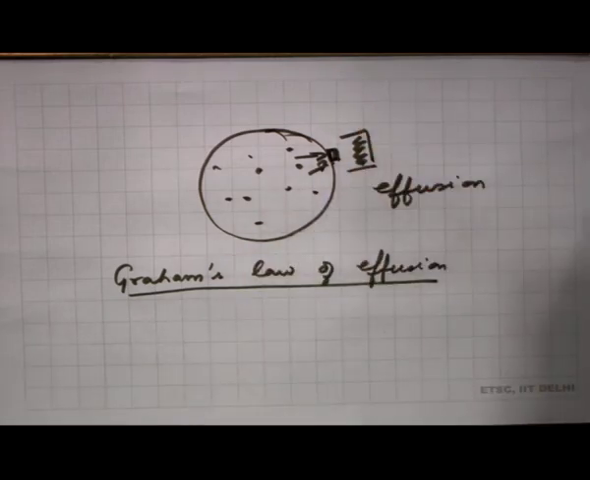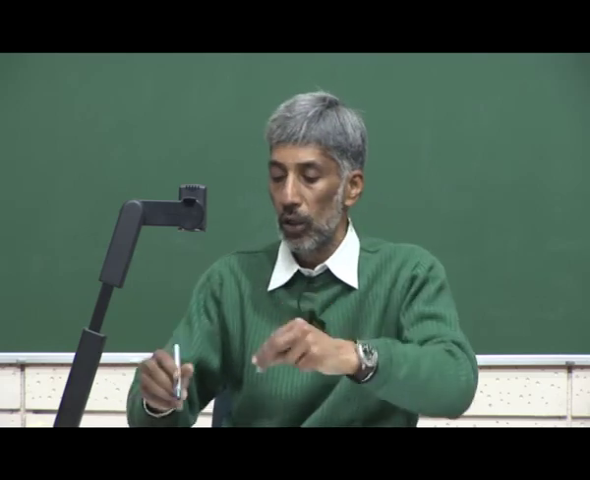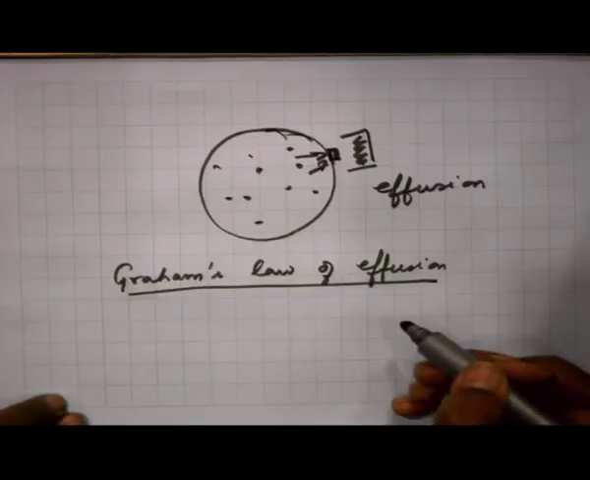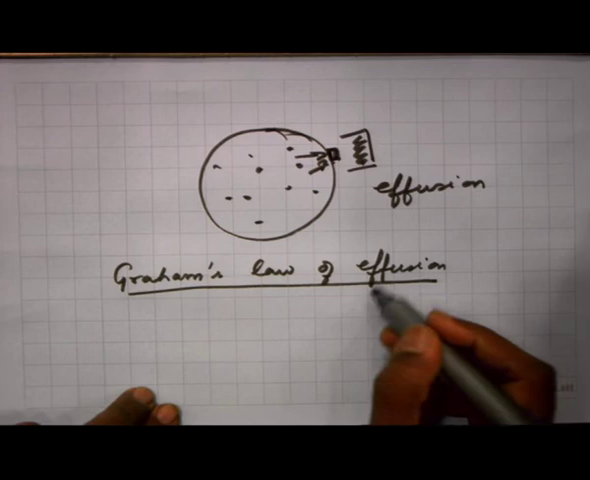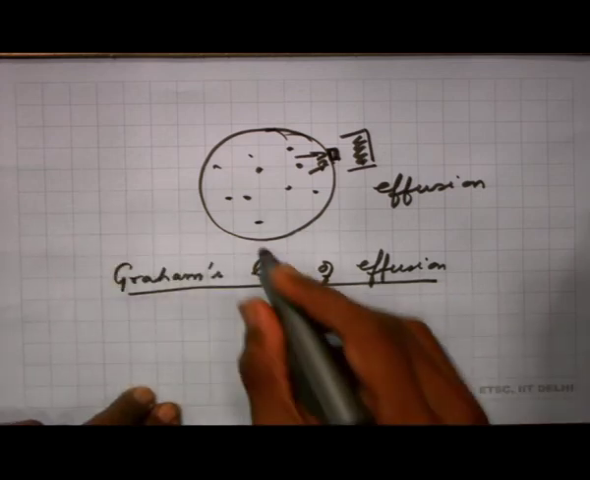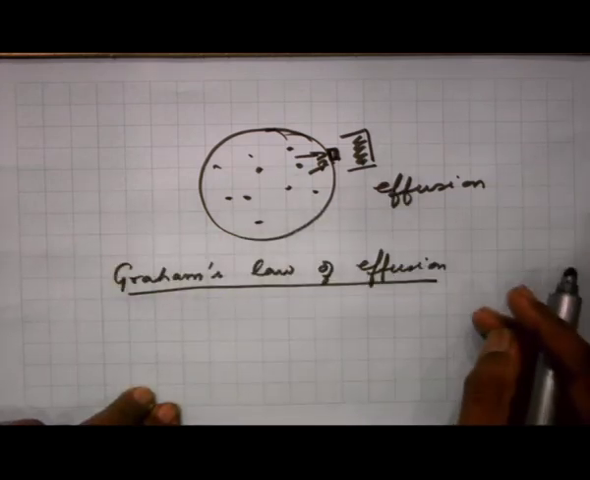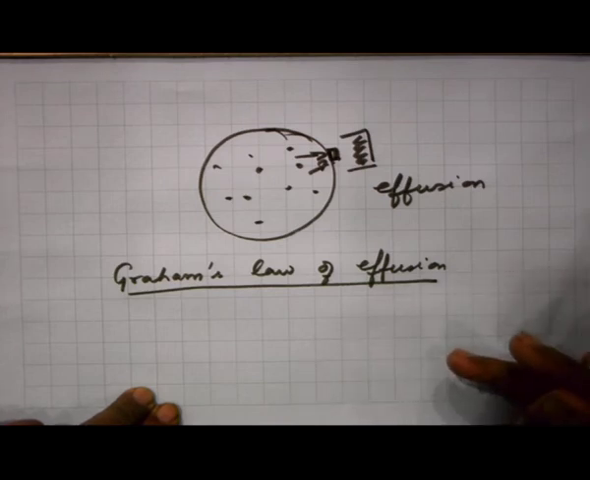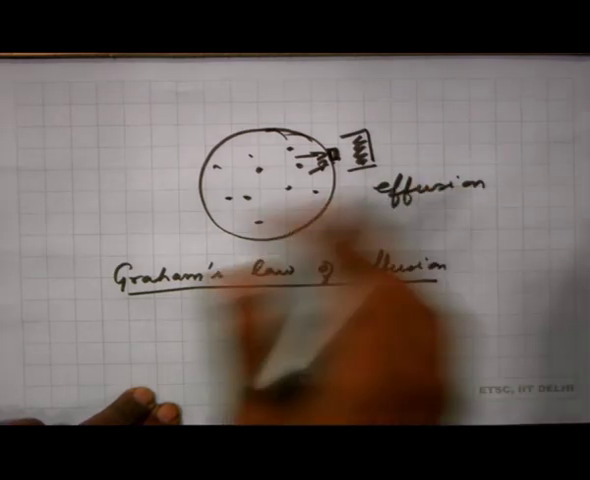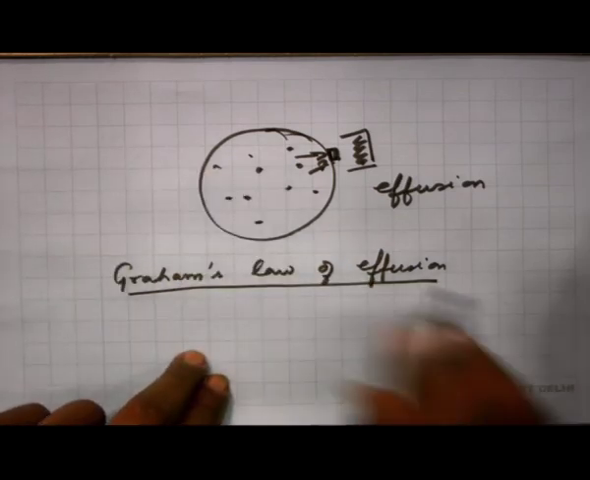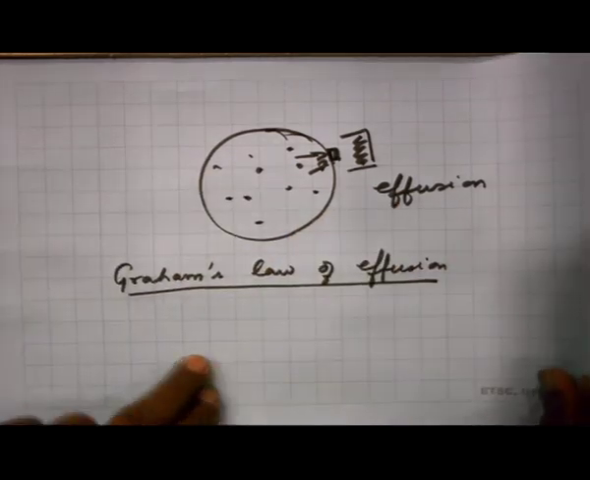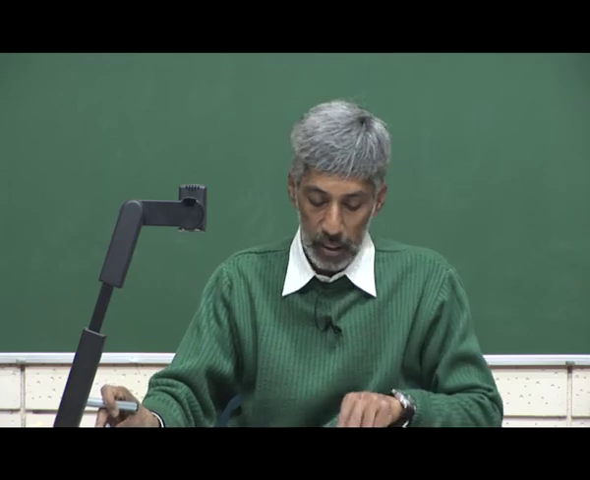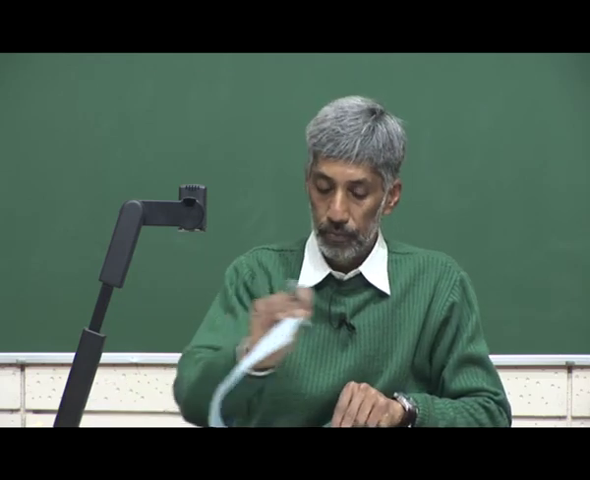So, effusion is when you have something coming out of a small opening, and this is called Graham's law of effusion, which you could show that the amount you will get is inversely related to the square root of the density. And so, this is a confirmation of the kinetic theory of gases. It is not something that is part of your syllabus, but it is easy enough understood for you.